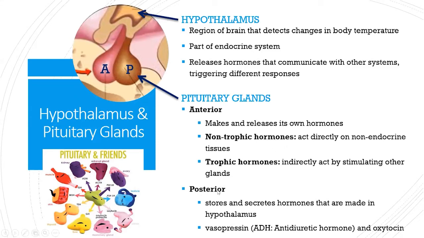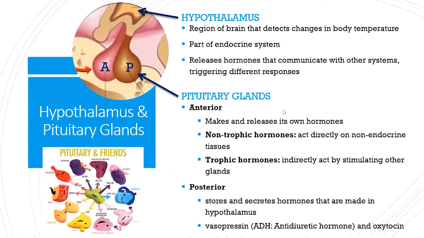Next, we can talk about the posterior pituitary gland. So that's right here, and this is going to store and secrete hormones that are made in the hypothalamus. So the hypothalamus will make the hormones and then store them in this pituitary gland, and they'll be later released when needed. And some two that you should remember are vasopressin, also known as ADH, which is antidiuretic hormone, and oxytocin. We'll be talking about antidiuretic hormone later in the quarter, so don't forget about that.